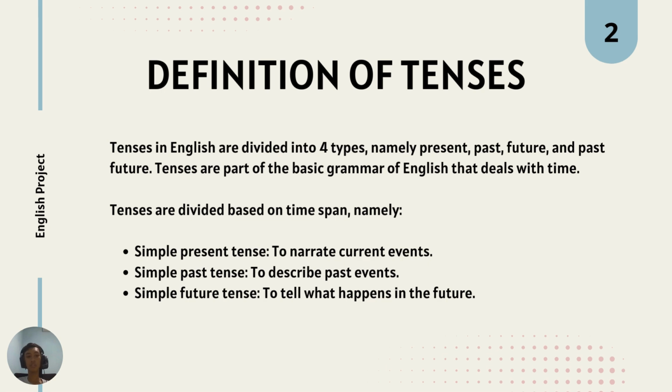Number 2. Simple past tense. Simple past tense is used to describe past events. And then number 3. Simple future tense. Simple future tense is used to tell what happens in the future.